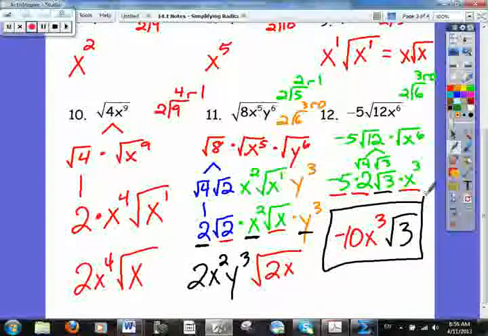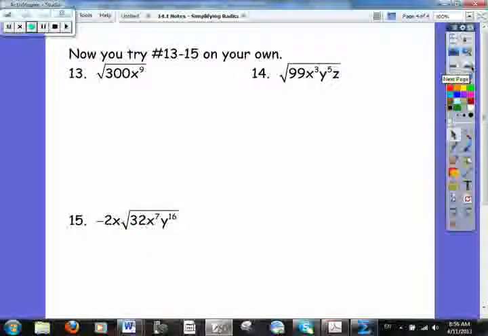Alright, again, if I've gone too fast, please rewind, listen to it again, watch my examples. But for you, you've got 3 problems here. Just like the previous 3, these are going to be multiple choice. So click on an answer for 13, 14, and 15. Try to work it on your own and then submit your answer. Alright, if you have any questions, please come to tutorials.